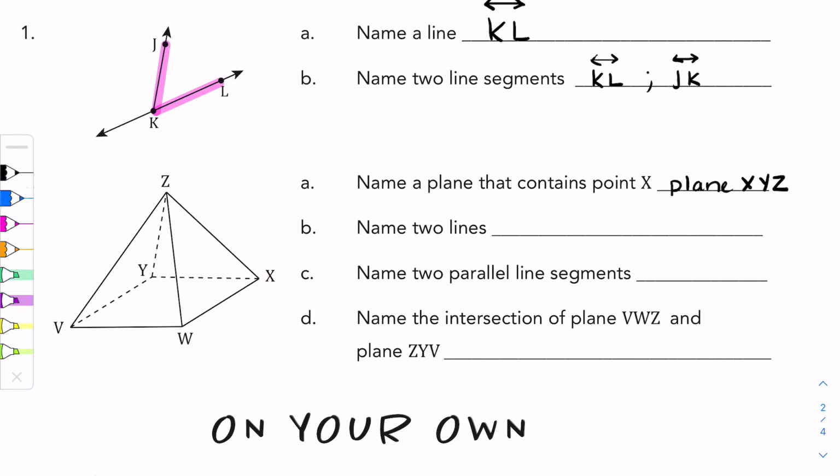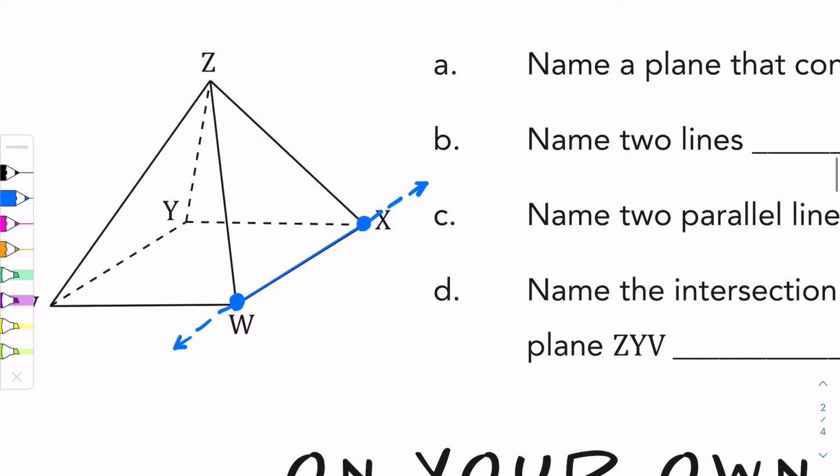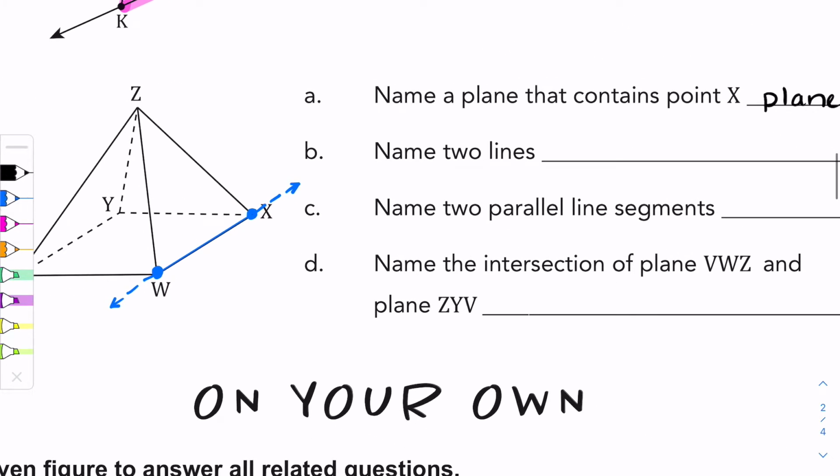Part B, we're asked to name 2 lines. So what you see here is just a line segment. So we see 2 endpoints, for example, W and X, and we see a segment in between them. But recall from our definition earlier on this page, a segment is part of a line. So even though you don't see it, this line does extend in both directions forever. The segment is just a small portion of it. So I'm going to label that line that I just marked as line WX.